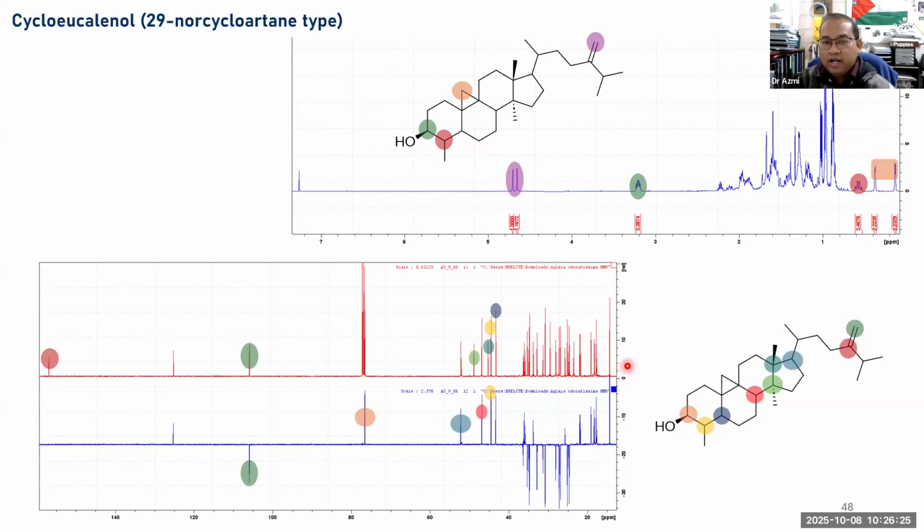Okay, so right now what we can do is biological activity. We are also in the process of determining the structure for other cycloartanes, not cycloartanes, nor-cycloartanes. We hope that we can find around 2 or 3 new compounds for that. Okay, we still hope that we can manage to do that.